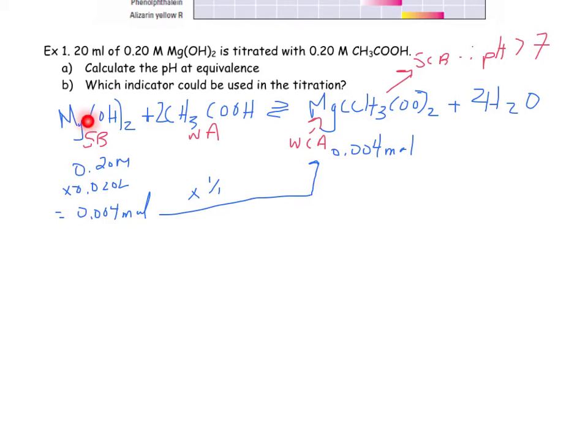I have a 1-to-2 mole ratio from my magnesium hydroxide to my ethanoic acid. Because they are the same concentration, and I have a 1 to 2 mole ratio, then I will need double the amount, so 40 mL. So to find the concentration of my magnesium acetate, I will divide that by the total volume of 60 mL, expressed in liters.